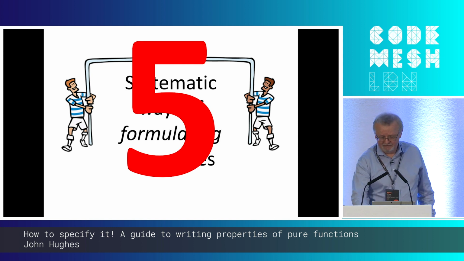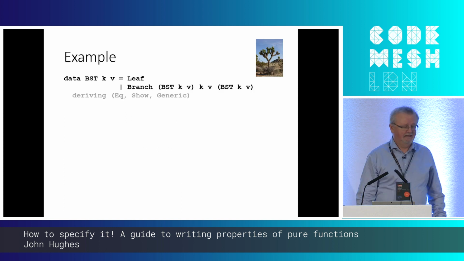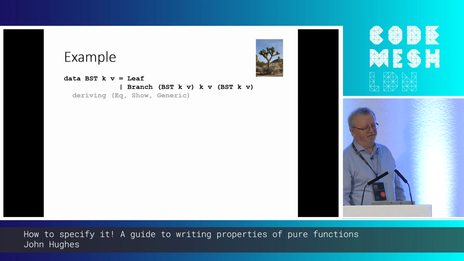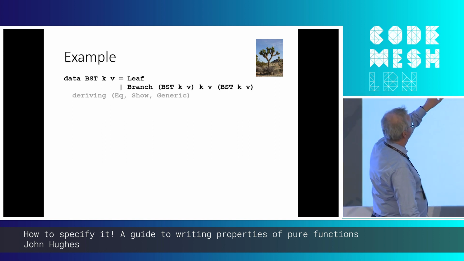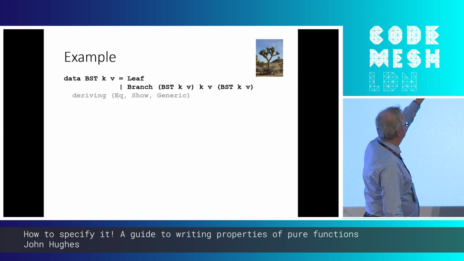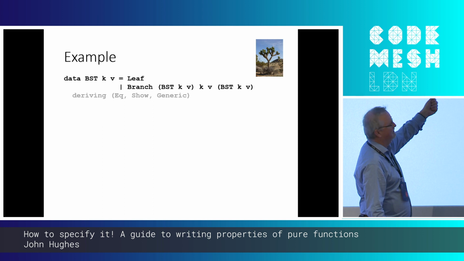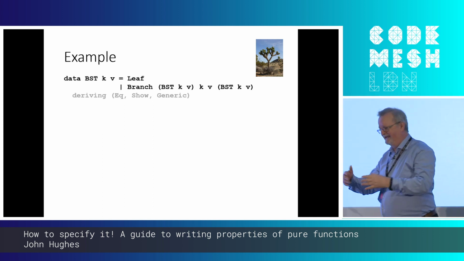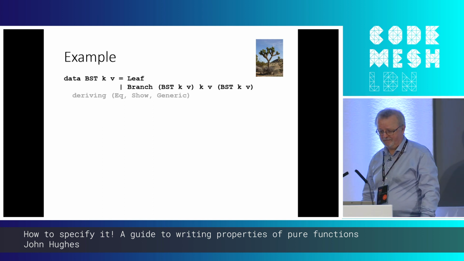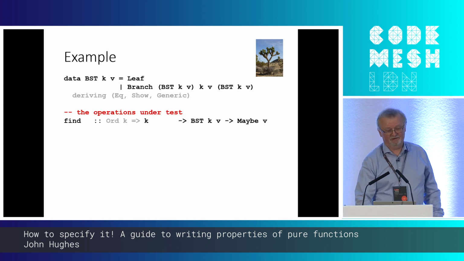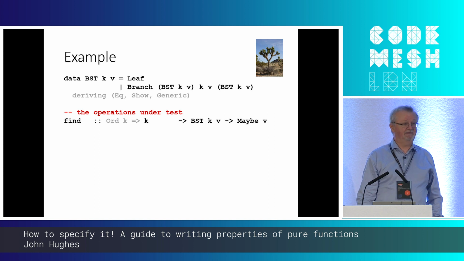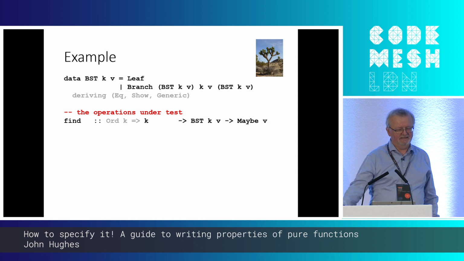The example that I'm going to use is a simple data structure. So it's just binary search trees. Here's a definition of binary search trees in Haskell. A binary search tree is either a leaf, or it's a branch node containing a left subtree, a key, a value, and a right subtree. So these are representing finite maps from keys to values. What operations will I test? Well, I've got a find operation. You give it a key and a tree, and if there's a corresponding key in the tree, it'll give you the corresponding value.